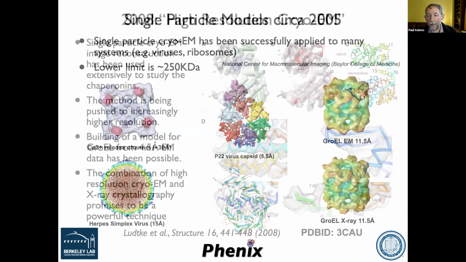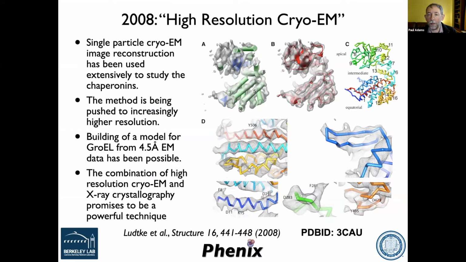A few years later, Steve Ludtke, Wah Chiu, and colleagues, and Matt Baker was actually involved in some of this work, I'm pretty sure, showed that they could get to resolutions that you could call high resolution compared to the state of the art. And so at, say, 4.5, 5 angstrom resolution, it was possible to even build models automatically. So this was pretty amazing work about 10 years ago. And this is a slide that I made a long time ago, actually, for a course that I teach. And I said in this slide that combining cryo-EM and crystallography is going to be a powerful technique.